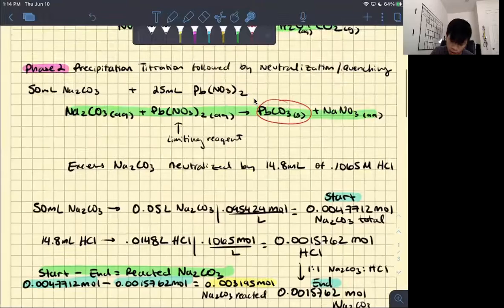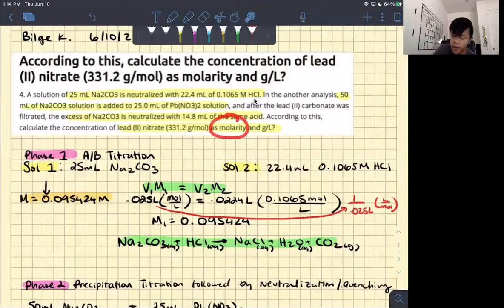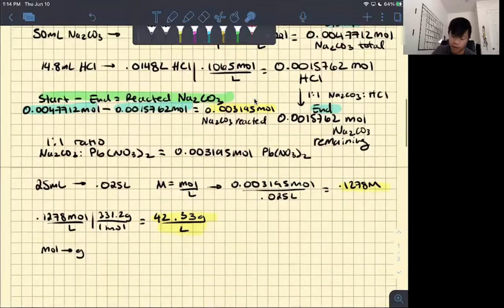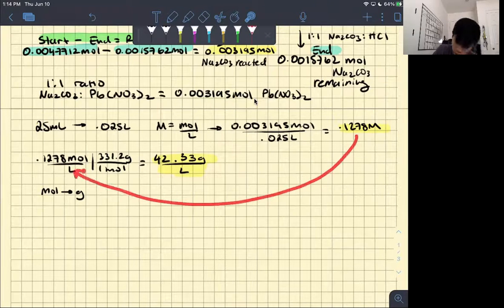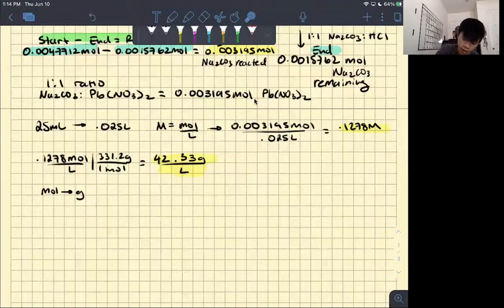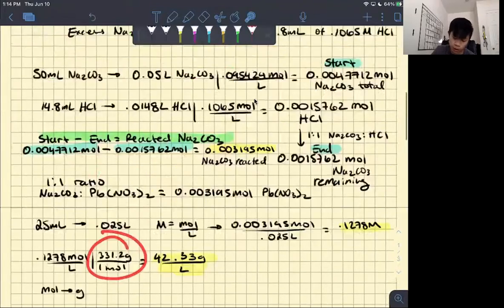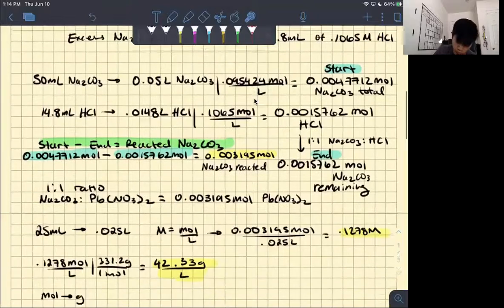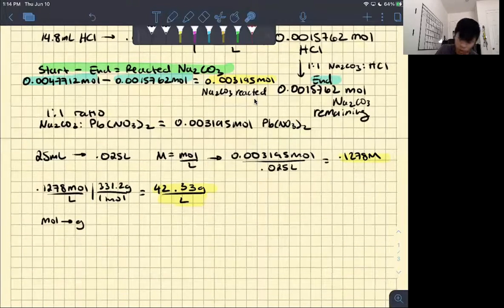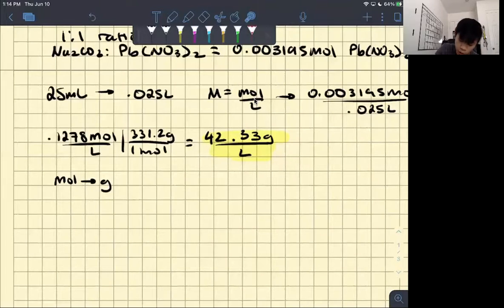So if we go back up to the question, it asks us to give it as molarity and as grams per liter. So we're not done yet. We have this, that's good, but now they want it given in grams per liter. So what we're going to do is put this right here, because 0.1278 molarity is the same as moles per liter. So 0.1278 moles per liter times this molar mass, which again they gave to us, 331.2 grams per mole. We put this in here, 331.2 grams per mole, because we want it to be given to us in grams.